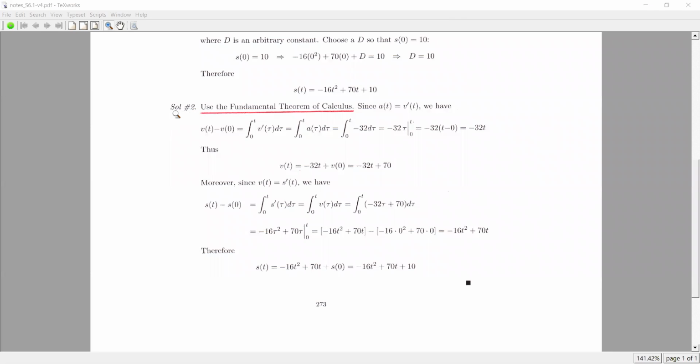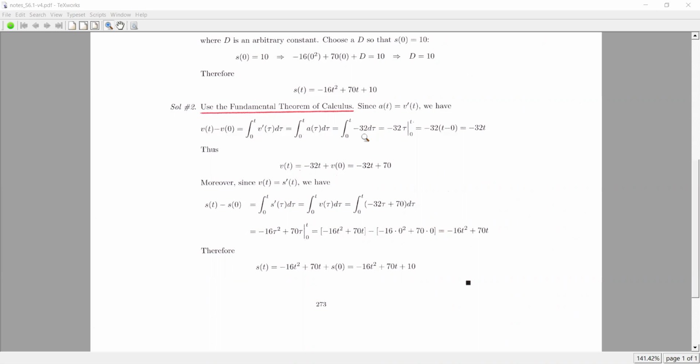The second solution. In this solution, I use the fundamental theorem of calculus to solve the problem. Since the derivative of v is a, I take the integral from 0 to t on both sides of this equation. Then I have this equation. By the fundamental theorem, this integral is equal to this. A is negative 32.